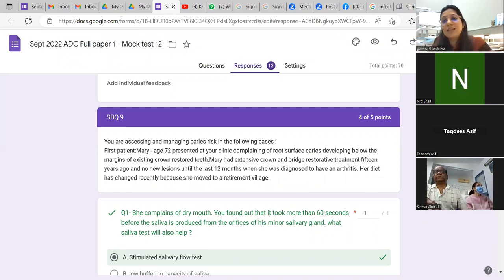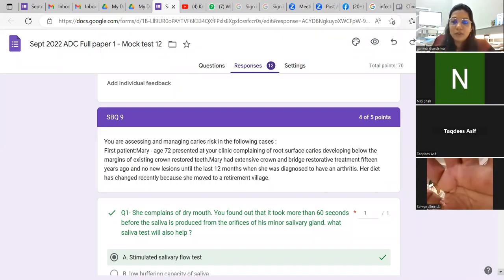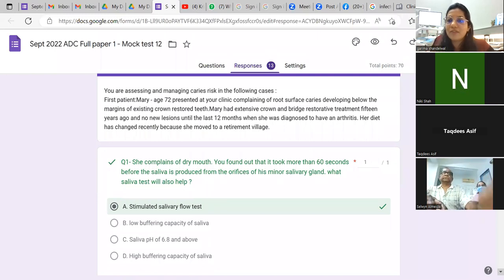So what is the next thing you are going to do? You are going to do the stimulated salivary flow. Understood? If you read the question, they are all paraphrases of simple terms telling you this has already been done, so what will you do next? The questions are tricky. So the answer here is stimulated salivary flow. Buffering capacity of saliva is the next test. The first test is unstimulated, then stimulated, and then we see the buffering capacity of the saliva.